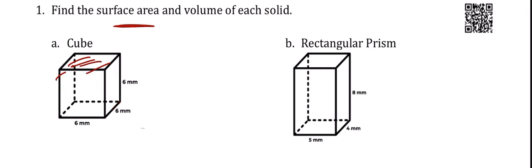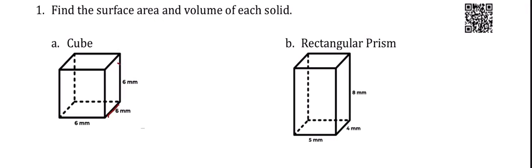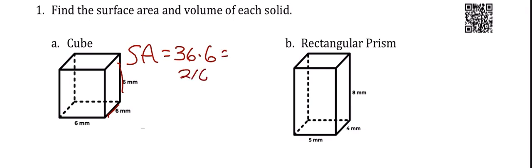So basically, with a cube, we have to add up the area of every single square that is one of its 6 faces. So let's find the area of one of the squares, which we know is going to be 6 times 6. So the area of a square is 36. So the surface area is going to be 36, and there's 6 faces. So it's 36 times 6, which is going to be equal to 216 square millimeters.